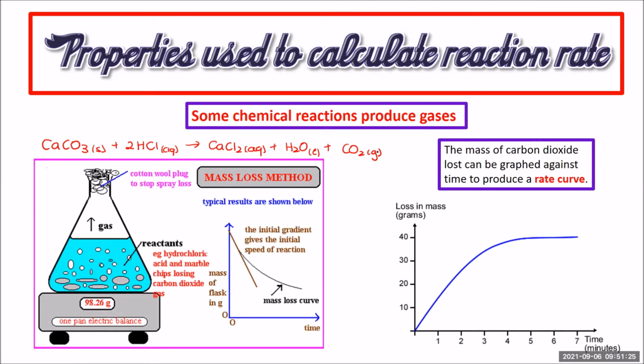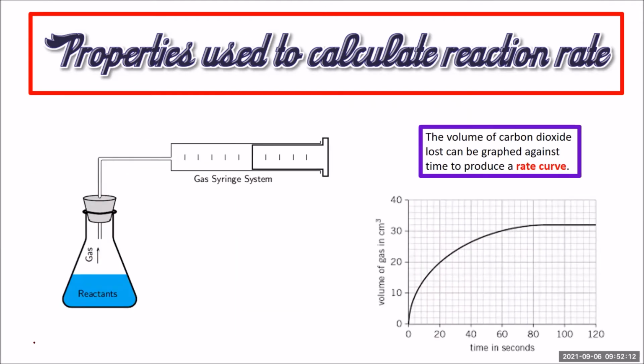The mass of the flask can be recorded at regular time intervals, and we can graph that against time in this graph here. It produces a graph called a rate curve. You could also plot the mass of carbon dioxide that was lost. All you'd need to do is subtract each mass from the starting mass, and you could find the loss in mass and graph that. So these graphs that are produced are called rate curves, and we can use them to calculate the rate of reaction. This can also be done if you have a gas syringe. You can collect the gas that's evolved in a reaction that produces a gas and measure its volume.